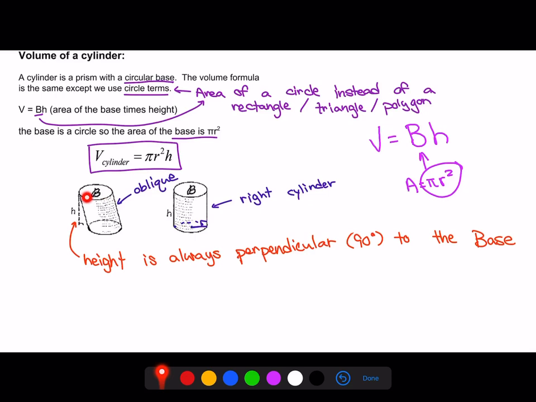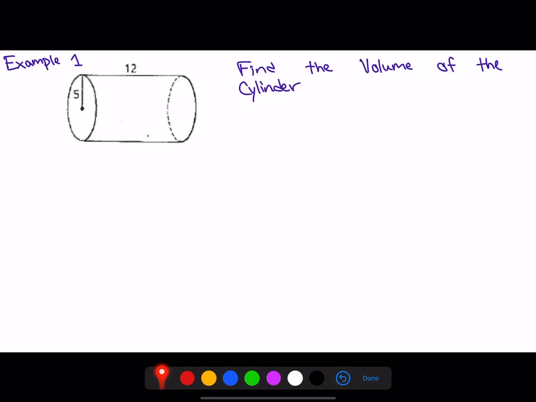So, again, height will always need to be perpendicular to the base, always at 90 degrees to the base, in order for us to find the height. I cannot take this slant height over here and use that as height. It must be perpendicular to the base. So again, the big thing here is just get this formula down. Volume of a cylinder is equal to pi r squared, that's the area of a circle, times the height of the prism.